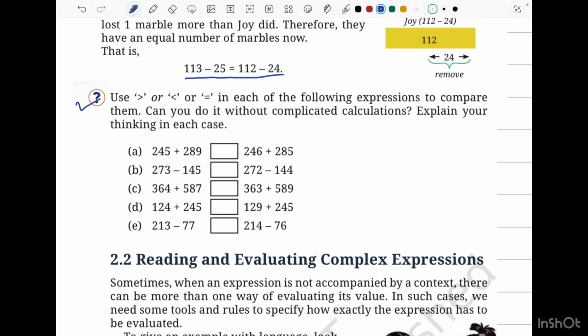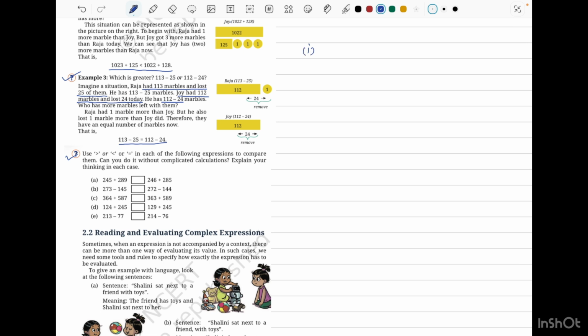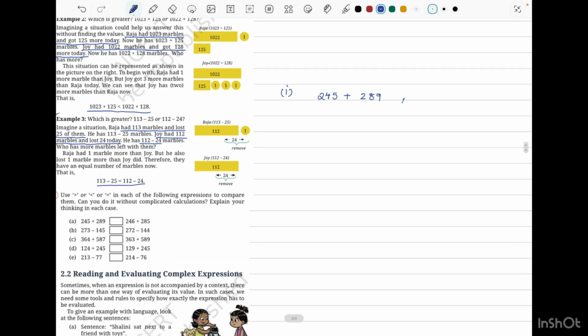Next question: use greater than, less than or equal to in each of the following expressions to compare them. Can you do it without complicated calculations? Explain your thinking in each case. First one is 245 plus 289. The second expression is 246 plus 285.